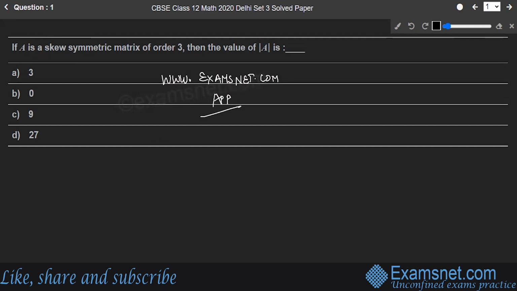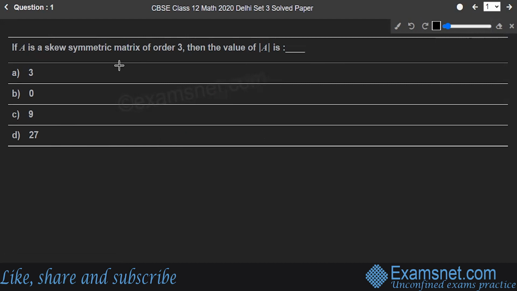Students, today we'll be solving the CBSE class 12 Delhi 2020 set 3 paper. We already have discussed set 1 and set 2 papers in separate videos, so you can refer to those videos as well. This set 3 will have only those questions which are not in set 1 and set 2 papers. So let's start with today's video for this set 3 Delhi 2020. Here's question number 1. Best of luck.